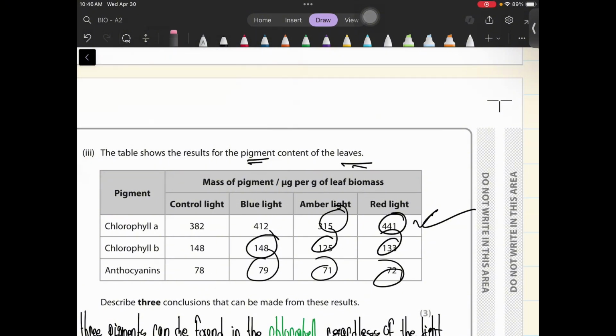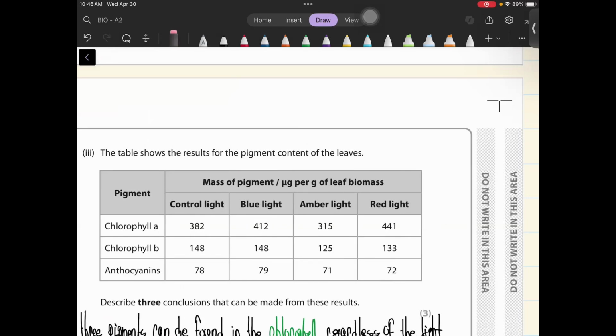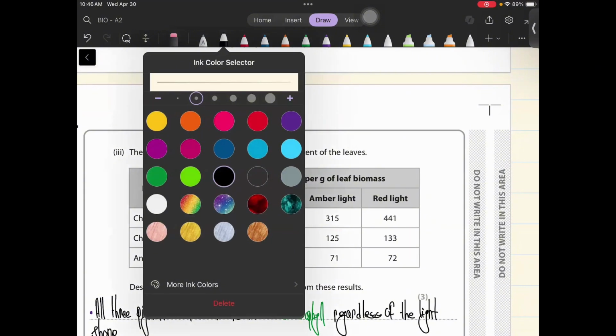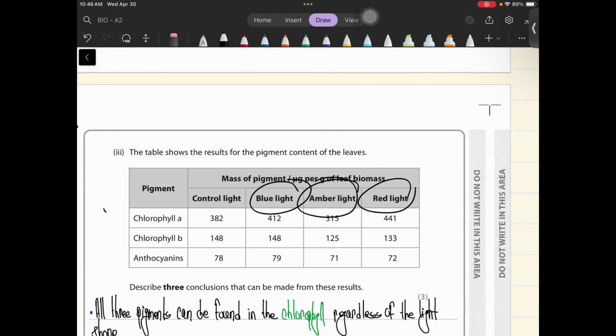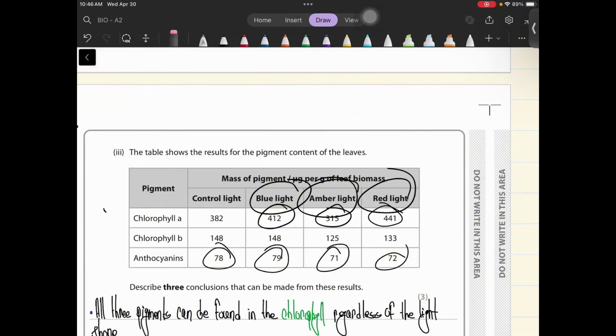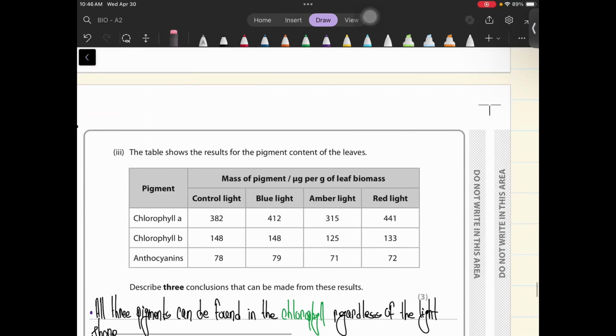Okay. So this question is: describe three conclusions that could be made from the results. So the conclusions are, first, that in each of the different wavelengths of light, there is a presence of each of these pigments. And apart from that, chlorophyll a is highest in amount in each of these, and anthocyanins is lowest in amount in each of these. So these are the conclusions that I could make from this table. I have written this down.